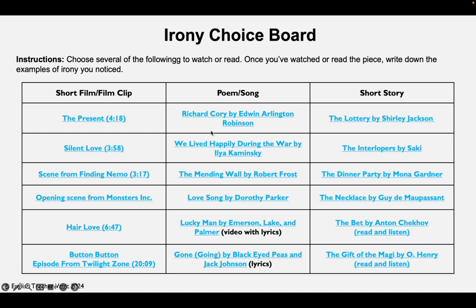So they might choose a poem or a song. Maybe you're going to let them do another short film or film clip, or the Twilight Zone episode. I would have them do one of these kind of medium length things. And then they would do the same thing in partners where they read or listen to or watch the text. They talk about what they think the irony is that comes up. What type of irony do they think that is? Go back and check your definitions and examples.